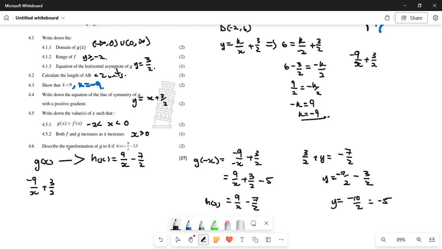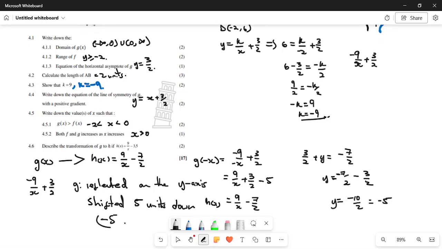So to describe the transformation of g to h, we can say the function of g was reflected on the y-axis, and then it was shifted 5 units down, or rather you can say it was shifted minus 5 units. So that's what happened to the function of g in order to get the function of h at x.